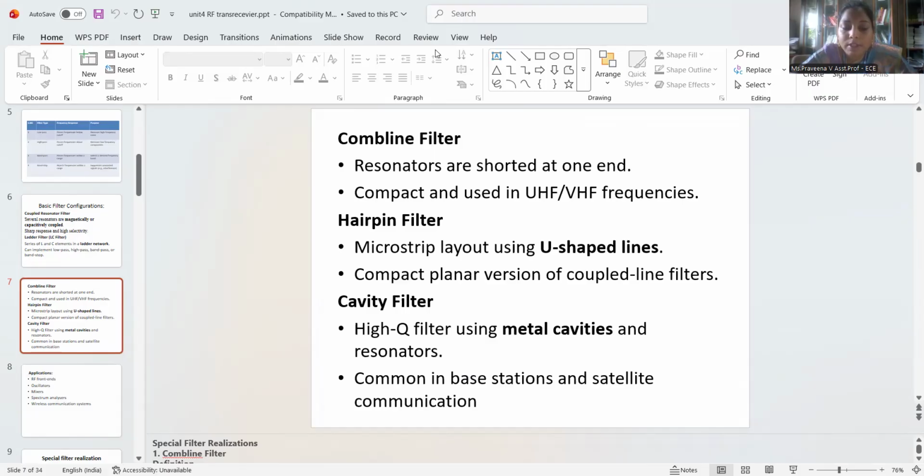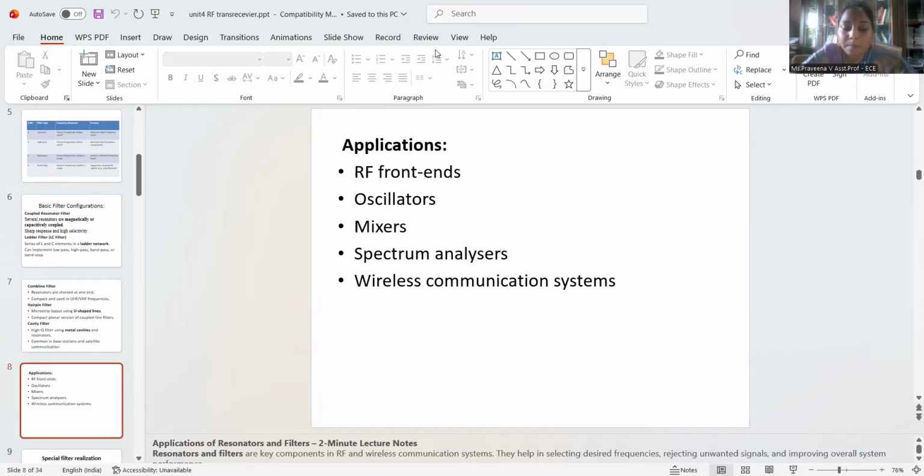And the third is the cavity filter. A cavity filter is a high performance filter that uses metallic cavity resonators in order to achieve high selectivity and very low loss. That is the definition of the cavity filter. Its applications are cellular base stations, satellite communication, radar systems, and microwave links.